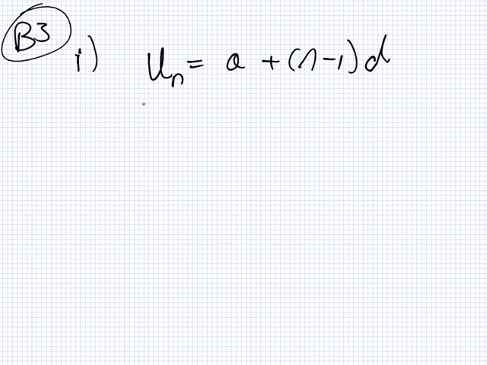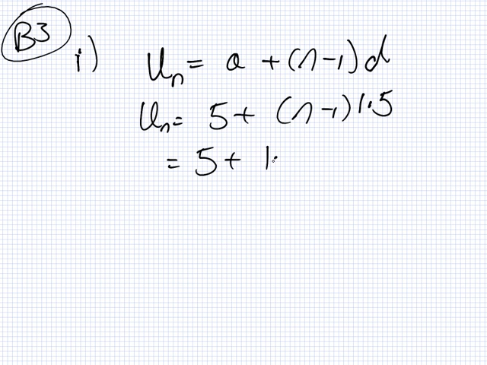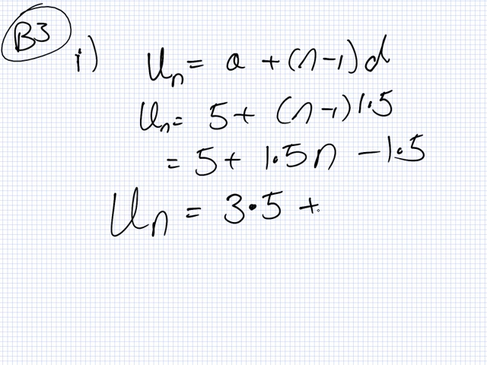Okay, Zany. You figured it was AP? So the formula for AP is Un equals a plus (n minus 1)d. Did you get that? So here Un would equal 5 plus (n minus 1) times 1.5. That's 5 plus 1.5n minus 1.5. So Un equals 3.5 plus 1.5n.